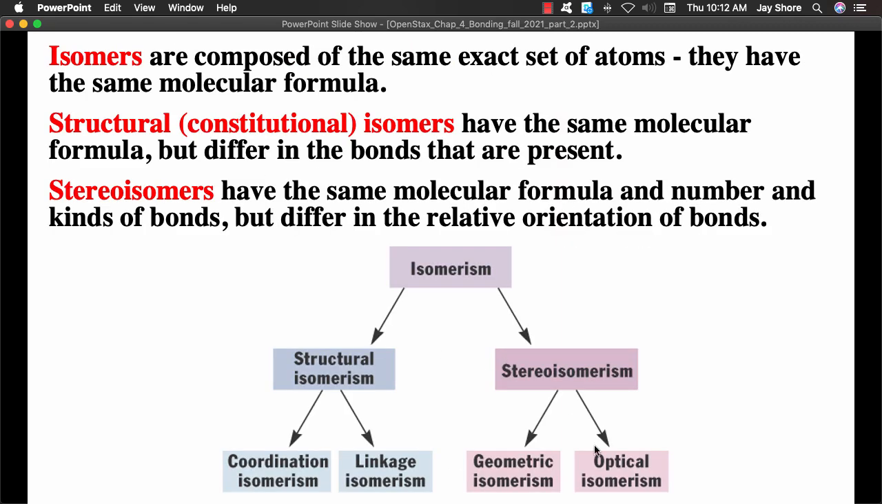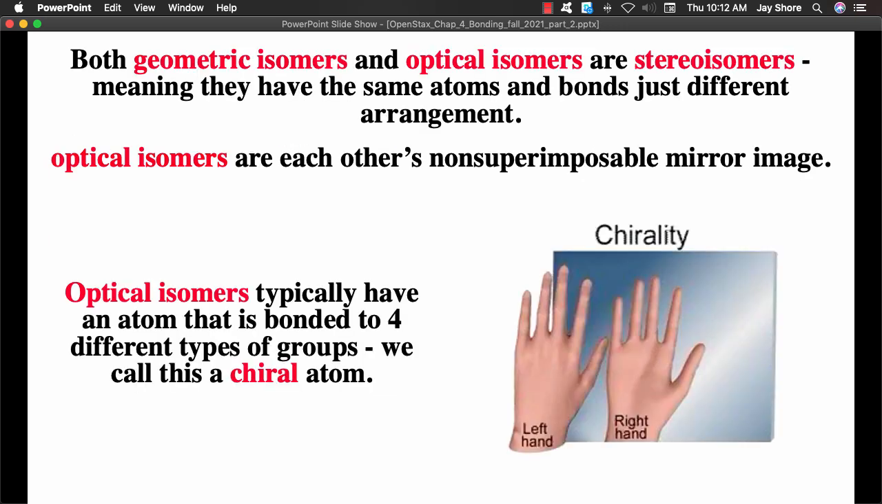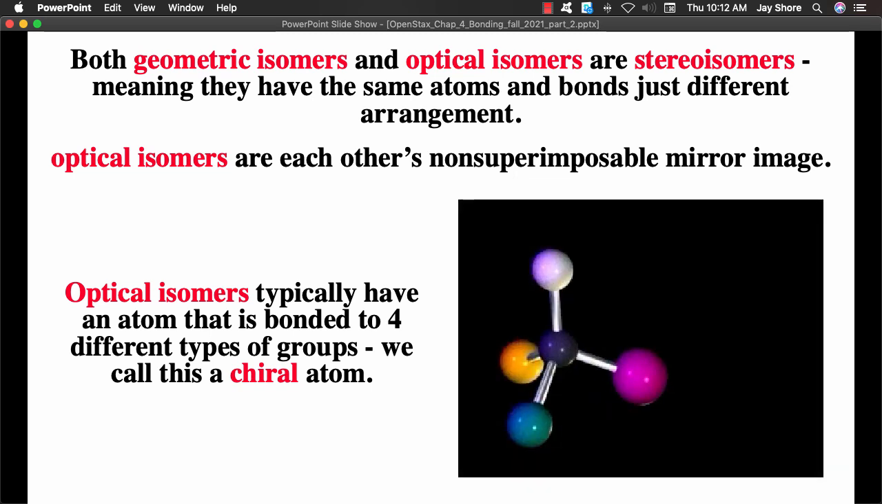And then finally, optical isomers. They're stereoisomers, meaning you have the same set of atoms, same types of bond, just different geometric arrangement. A chiral object is one that is not superimposable on its mirror image. Your left hand is chiral. It cannot be superimposed on your right hand. Many molecules, including important drugs and natural products, are chiral.